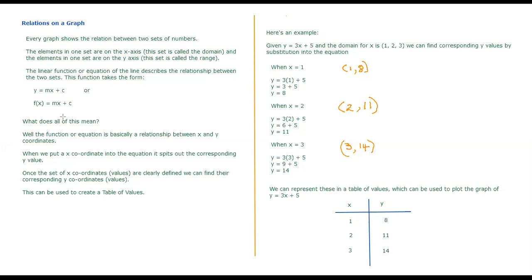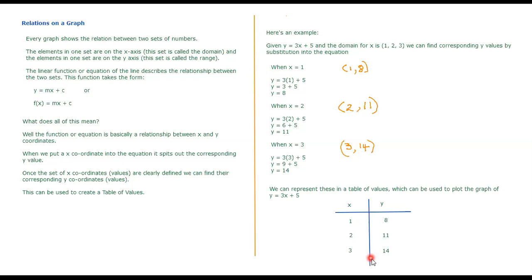When x is 1, when I drop 1 inside of there, I'm going to get 8. So when x comes in here, 3 ones are 3, 3 plus 5 is 8. Similarly, when x is 2, 3 twos are 6, 6 plus 5 is 11. When x is 3, we get 9 plus 5, which is 14. And that gives me these points here. You see the coordinates, the same ordered pairs from the last page. I can use this now to create my table of values.